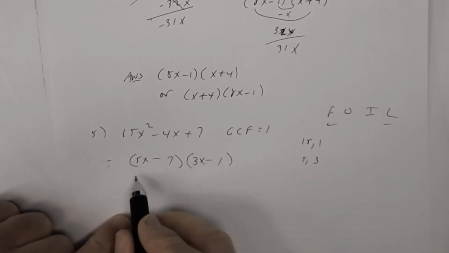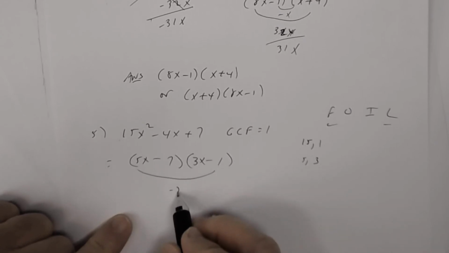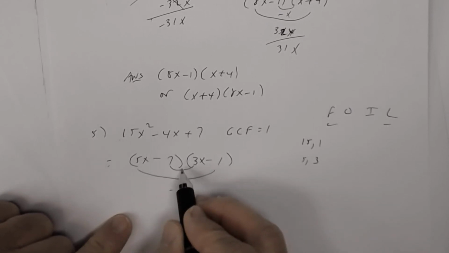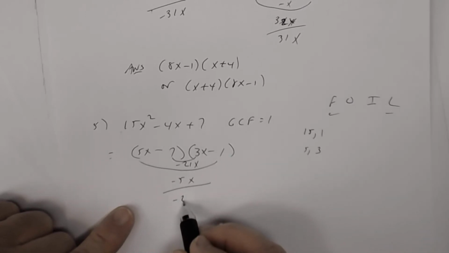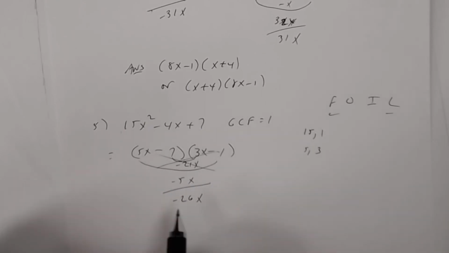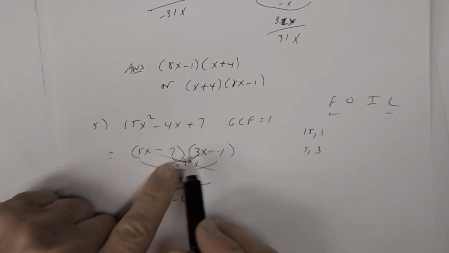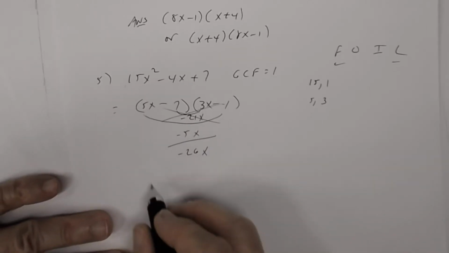Now let's do the outer and the inner. The outer, what is 5x times negative 1? Negative 5x. What's negative 7 times 3x? Negative 21x. What do I get when I add them up? Negative 26x. Is that what you wanted? Nope. So then you may say, all right, well, let's switch the 7 and the 1. Okay, well, let's do that. Let's see what happens.